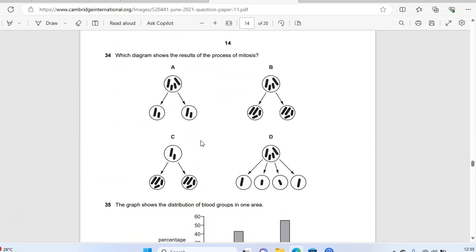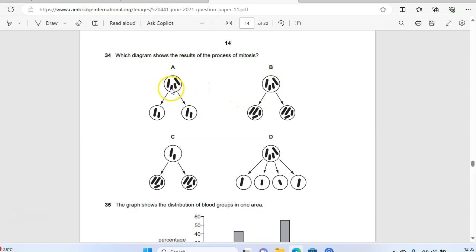Question 34. Which diagram shows the result of the process of mitosis? Equal number of chromosomes in the daughter cell. This is mitosis. So, for question 34, the answer is equal number of chromosomes.